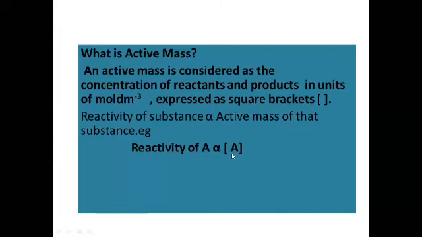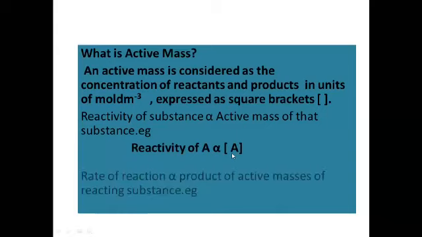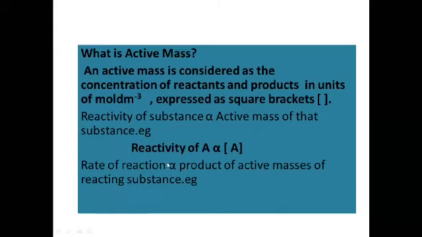The second part of the statement is that the rate of reaction is proportional to the product of active masses of reacting substances. Like, the rate of reaction is proportional to the reacting substances A and B. Product, I told you, has no sign name, there is a multiplication sign. So the product of the molar concentration of A into the molar concentration of B, this is called the product of the reacting substances.